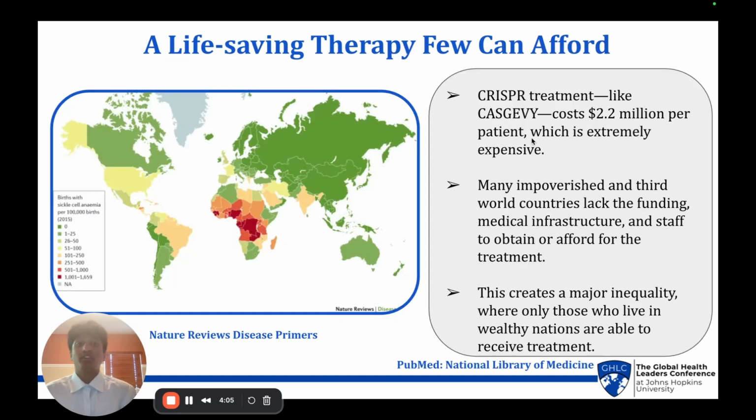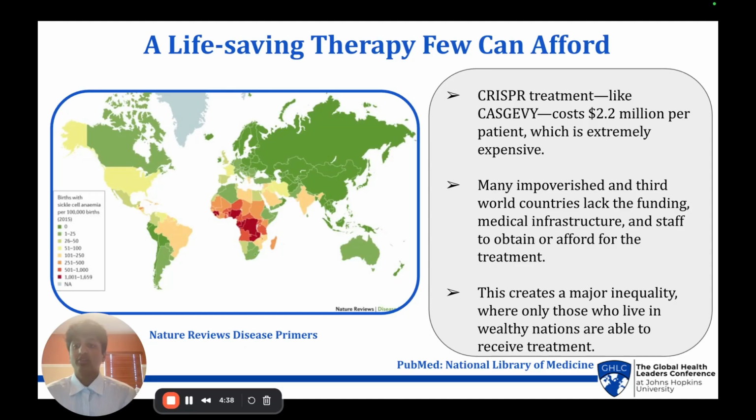A life-saving therapy few can afford. CRISPR treatment like Casgevy costs $2.2 million per patient, which is extremely expensive. Many impoverished and third world countries lack funding, medical infrastructure, and staff to obtain or afford the treatment. So they lack a lot of things to obtain or even afford treatment. This creates a major inequality where only those who live in wealthy nations or who are wealthy can receive treatment.